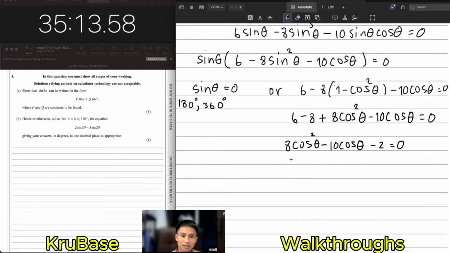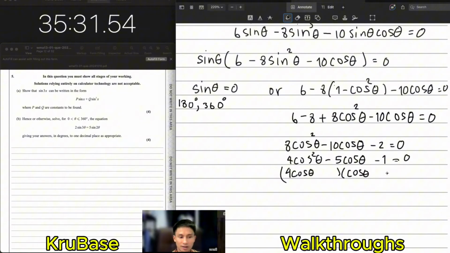So again, I would like to factorize by myself. So I'm simplifying it by dividing through by 2. So I get 4 cos squared theta minus 5 cos theta minus 1 is 0. Well, I think I can do a 4 cos theta here with another cos theta here, and then I do a 1 and a 1. So that is, well, I can't do that, can I? That doesn't work. Oh, no.